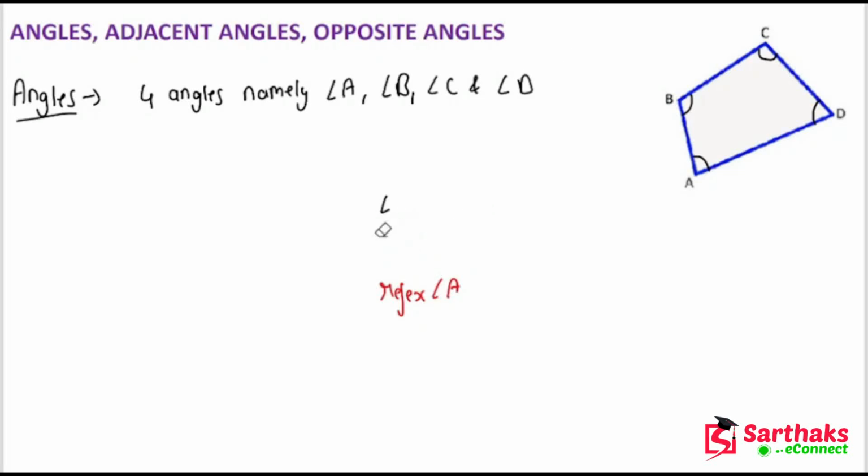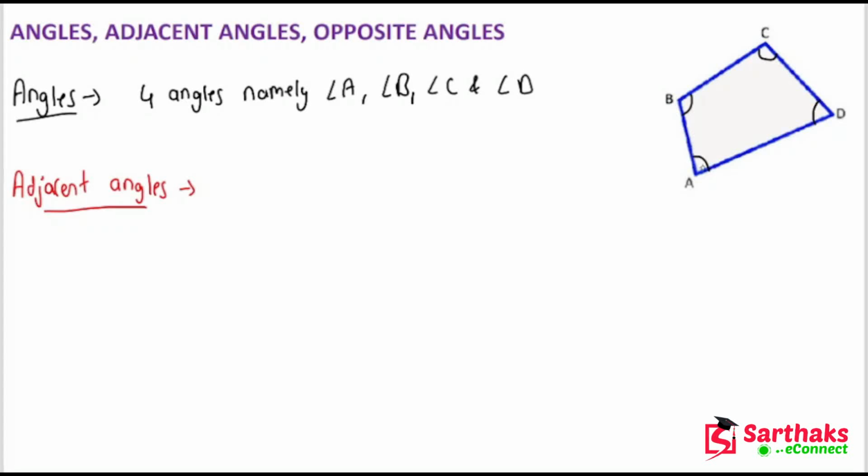So whenever we talk about angle A in a quadrilateral, we always talk about the interior angles. Otherwise, it would be mentioned that we are talking about external angles. So we have four angles. Now, what are adjacent angles? We call angles adjacent when they have a common arm.